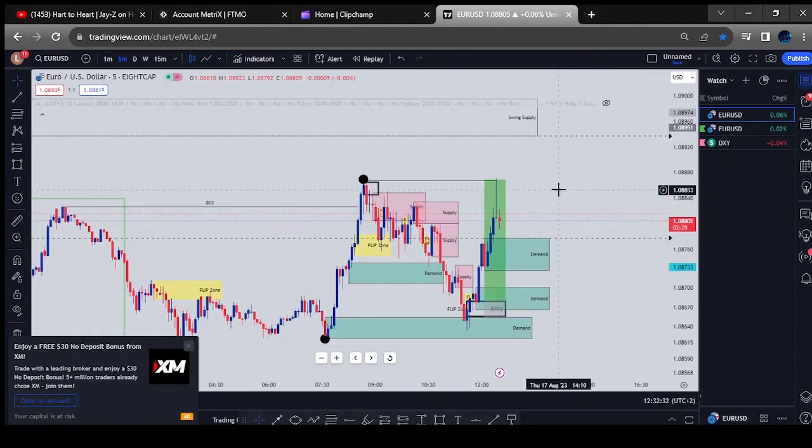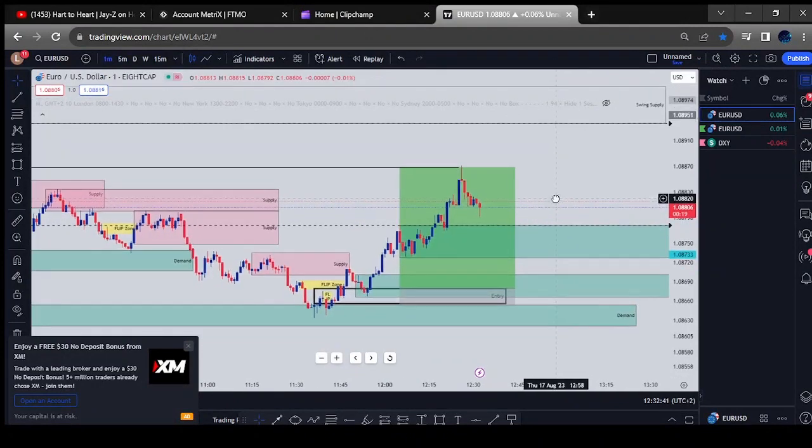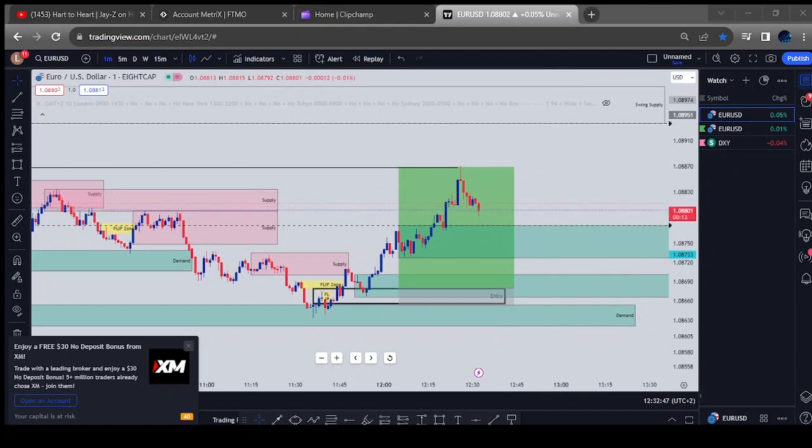Time is now 12:32. We are hours into the session. It's been a great session, I'm not gonna lie, especially with this trade that I've just taken. Beautiful trade taken off here. Could have had a better fill, but overall I'm very happy with the progress that is being made on this account.